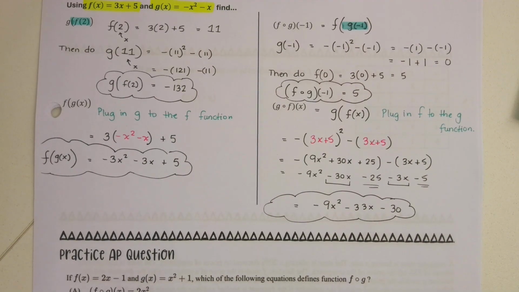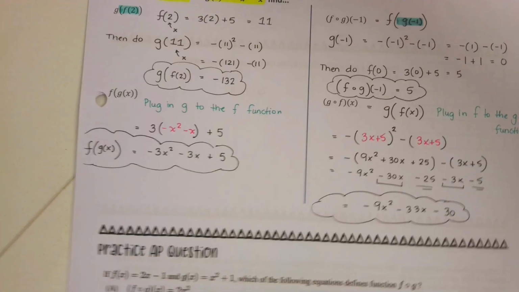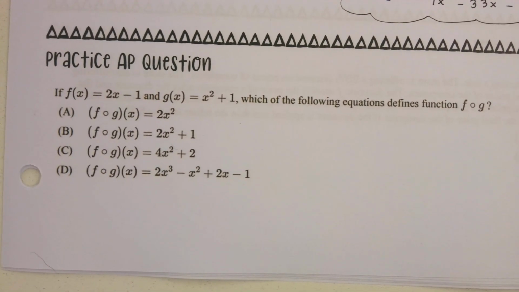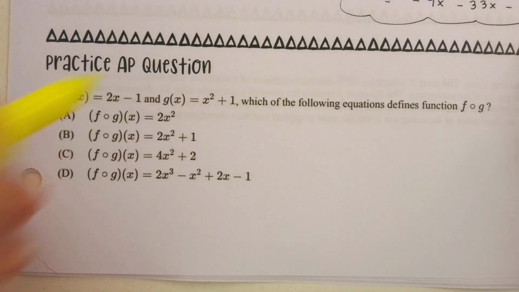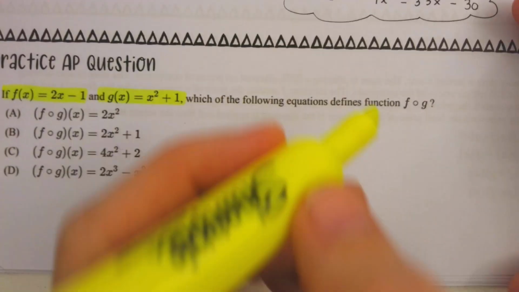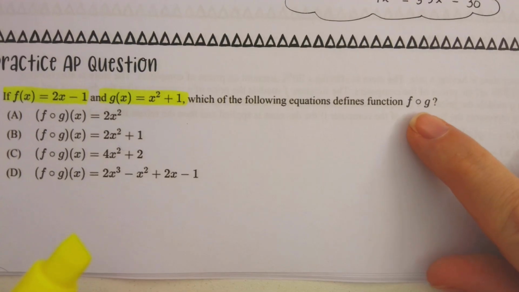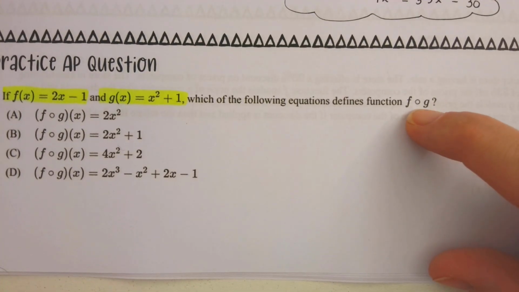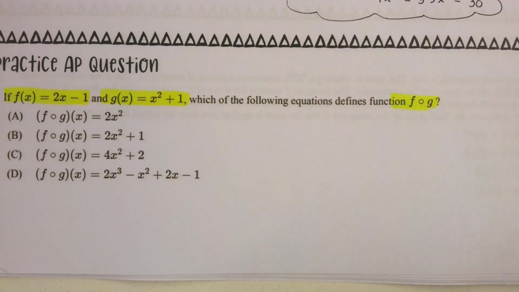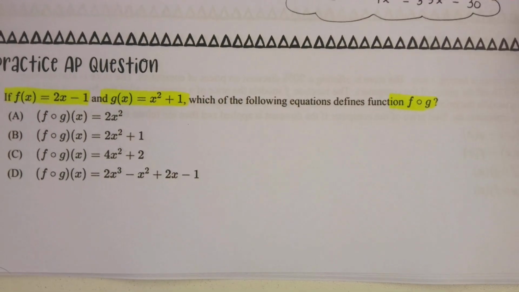All right, bottom questions from AP Classroom. It's a multiple choice question. It says, if f of x is 2x minus 1 and g of x is x squared plus 1, which of the following equations defines the function, how would I read this again? Not technically fog, we read it as f of g. And notice they don't give you a number to plug in, so you will just be plugging in the function.